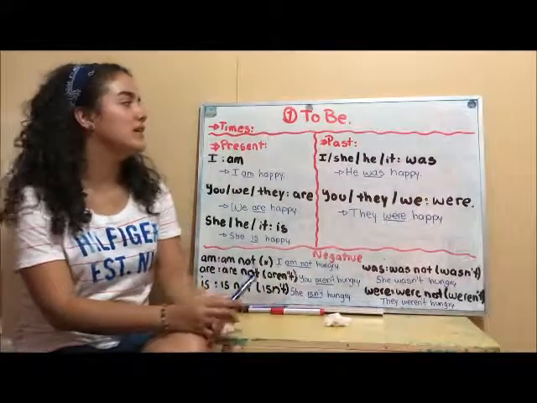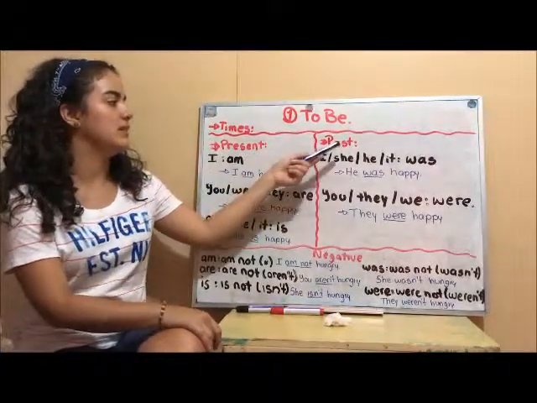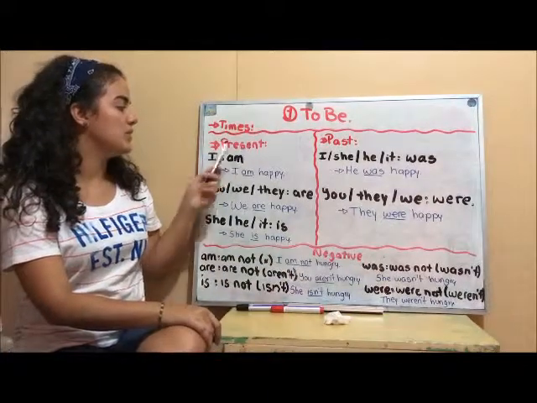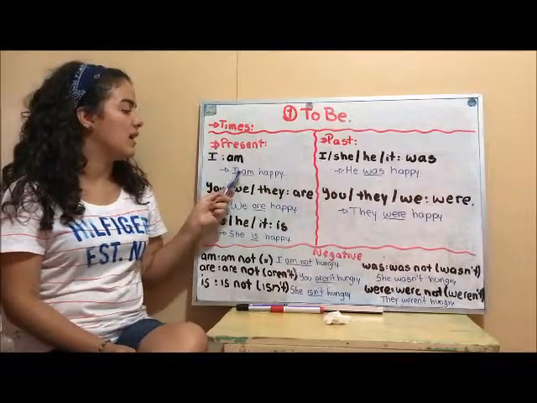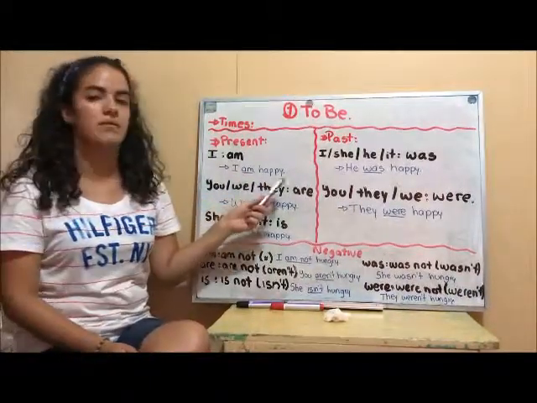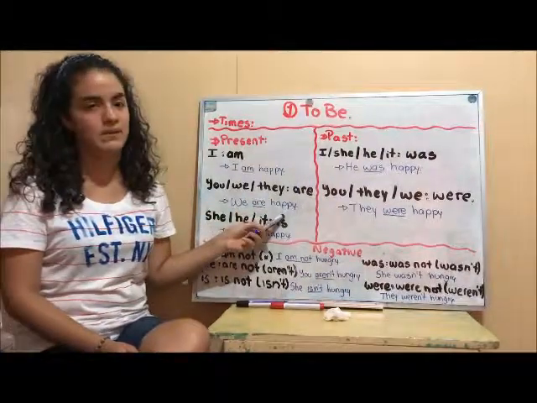Hi, today's topic is verb to be. Well, in the tenses we have present, past, and for both, negative. So in present we have I am. For example, I am happy. For you, we and they, we have are. For example, we are happy.